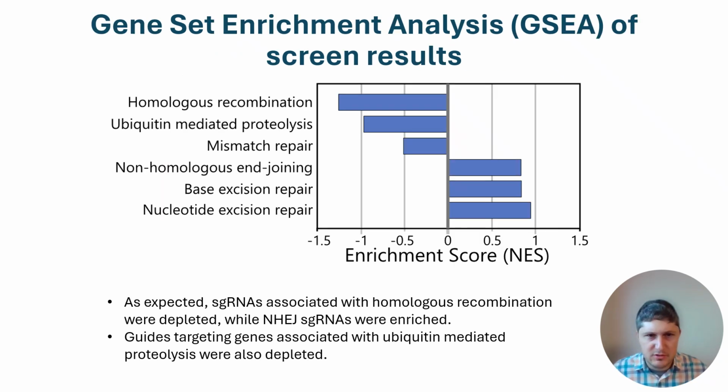When we do gene ontology analysis, so in this case, gene set enrichment analysis of our screen results, we saw that guides associated with homologous recombination tended to be depleted. Factors associated with ubiquitin-mediated proteolysis and mismatch repair were also more modestly depleted. And then we saw some enrichment of factors associated with non-homologous end joining, base excision repair, and nucleotide excision repair. So this was in line with what we had previously observed just by looking at our screen hits individually.